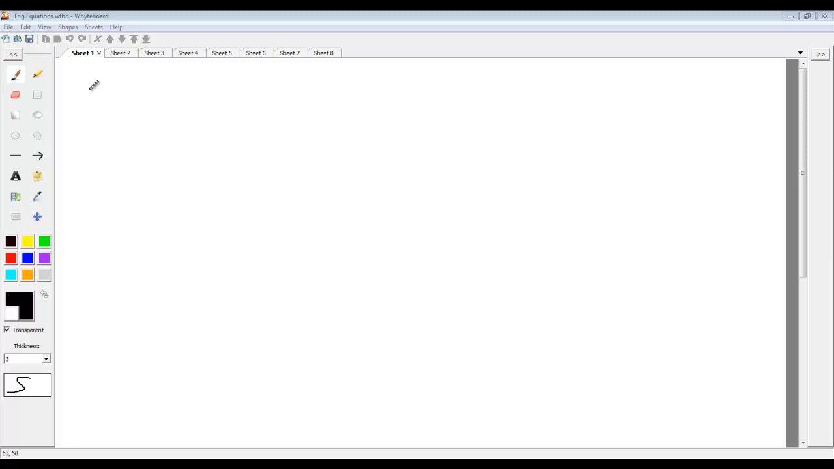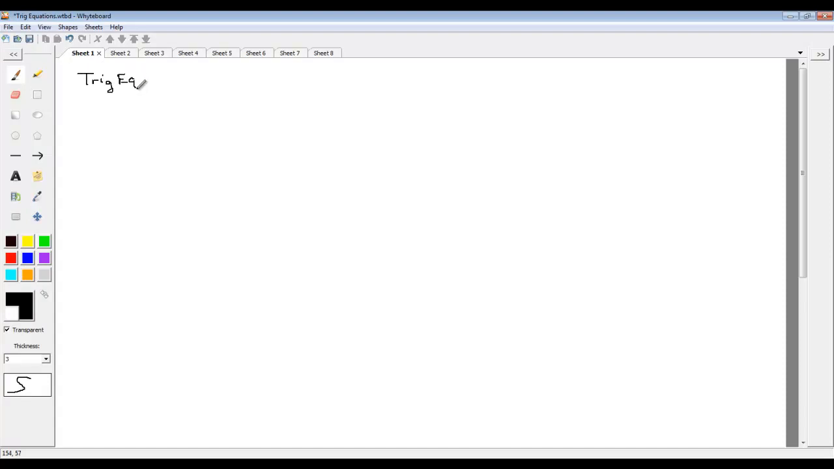Welcome back to trigonometry. Today we are going to do some equation solving, using techniques that you basically learned in your algebra classes, but now you're applying them to equations where you have trig functions in them. So we're going to be solving trig equations.